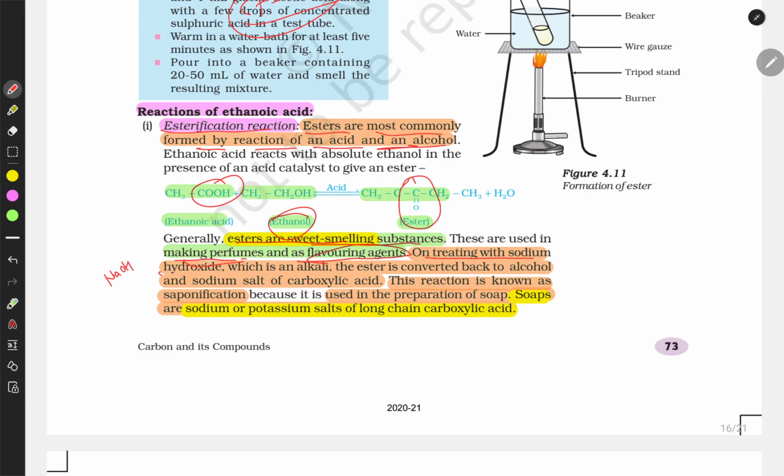On treating the ester with sodium hydroxide, NaOH, which is an alkali, the ester is converted back to the alcohol and the sodium salt of the carboxylic acid. Alcohol and sodium salt of carboxylic acid. This reaction is also known as saponification, used to prepare soaps. And soaps are soluble. Soaps are sodium and potassium salts of long chain carboxylic acids.